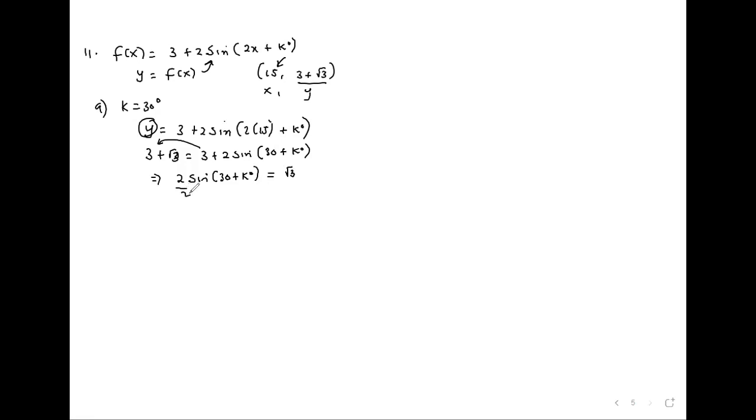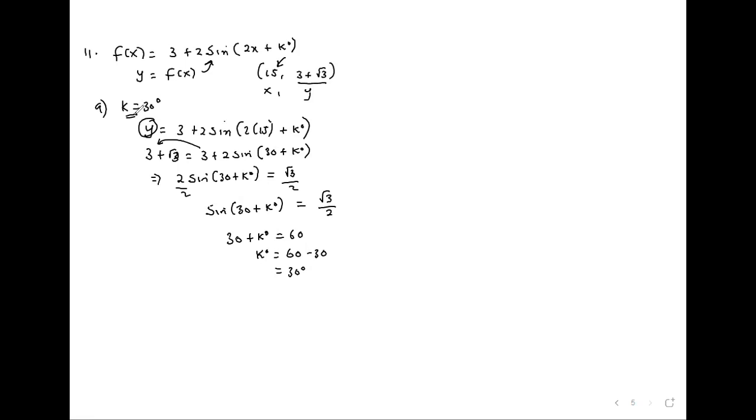Then divide by 2, sine 30 plus k degrees is equal to root 3 over 2. So you know what value of sine gives us that? We know it's sine 60. So 30 plus k degrees is equal to 60. So k is 60 minus 30, which is equal to 30 degrees. As required, show that k equal to 30 is a possible value of k. So it is indeed a possible value of k.